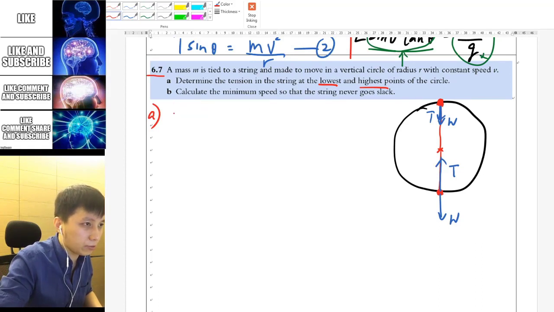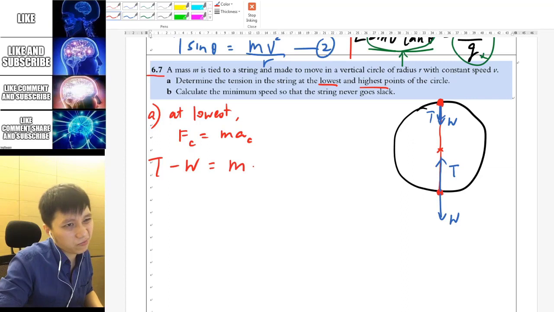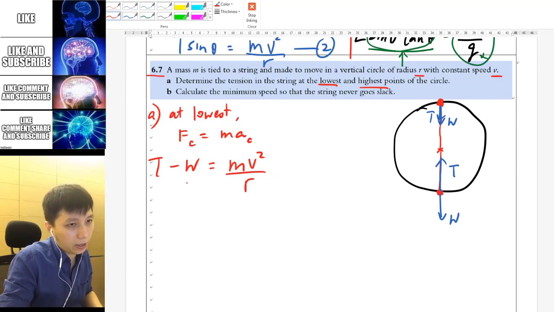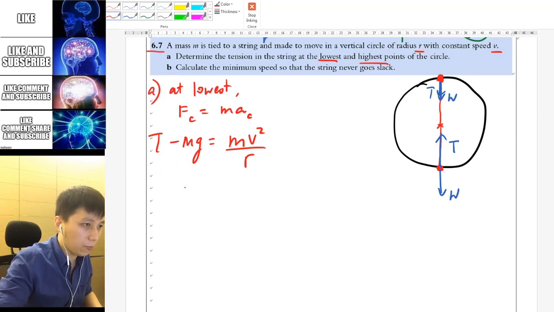Okay, so let's just try to express for the two different points. Maybe we can do the lowest first. Then we can do F equals MA for centripetal acceleration and centripetal force. So we can have T minus W equals MA, and since they provide us R and V, we can do V squared over R. And at most you can change W into mg. I think that's all we can do.